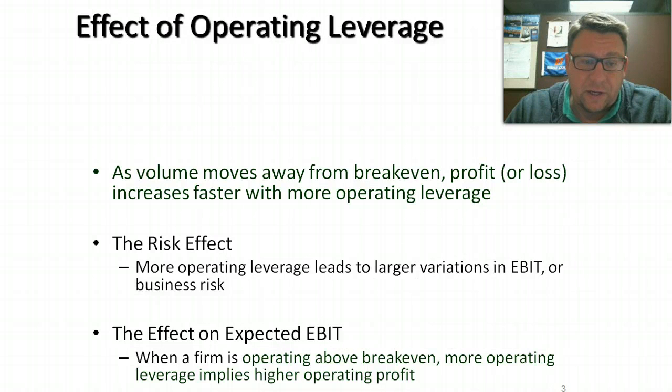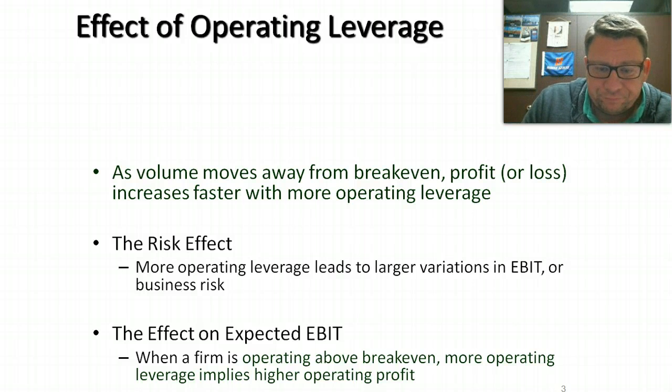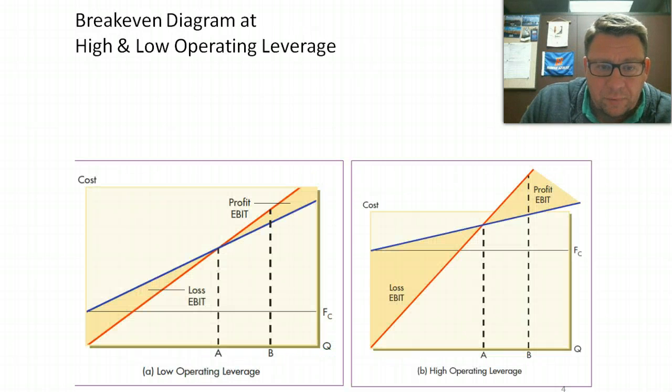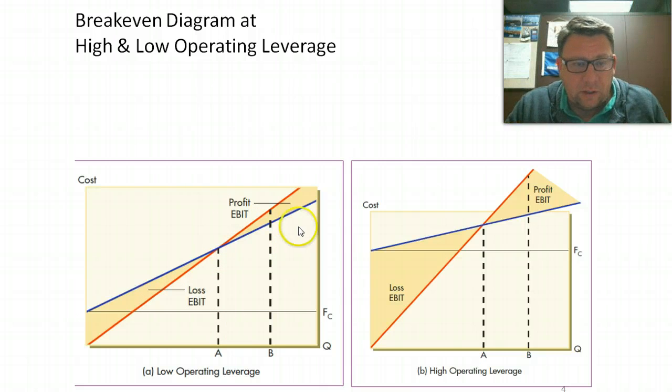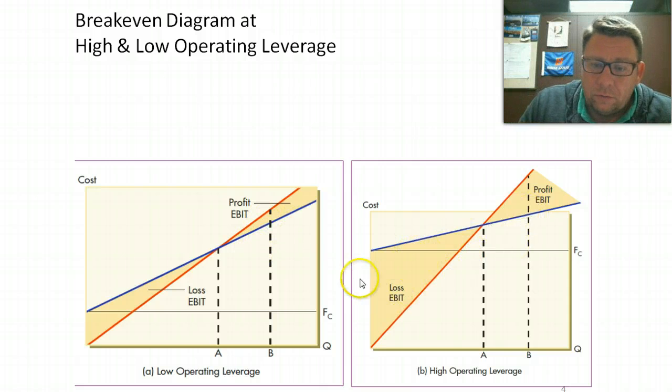So as volume moves away from break-even, profit or loss potentially increases faster with more operating leverage. This is the risk effect. So the more operating leverage we have, the larger variations in EBIT. We'll see an example of that. So low operating leverage, high operating leverage. So our break even, as we move away, it's not very magnified, or as we get closer, you can see it with the high operating leverage.